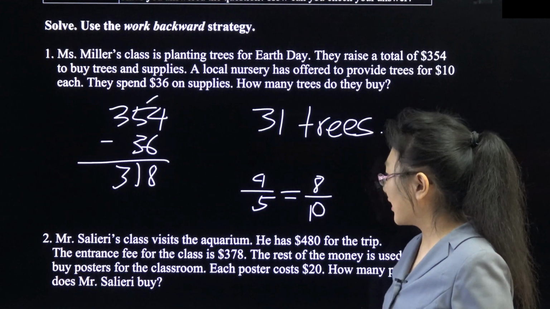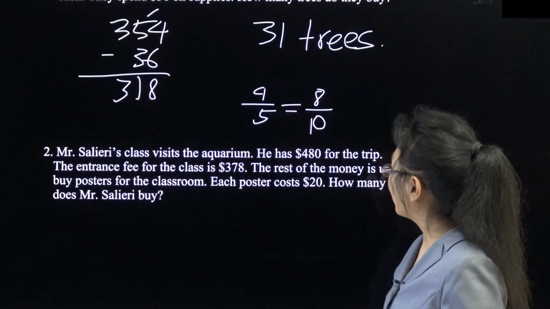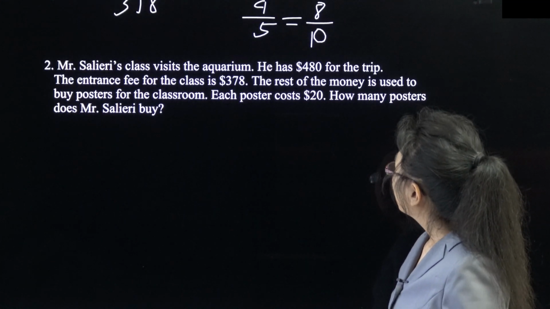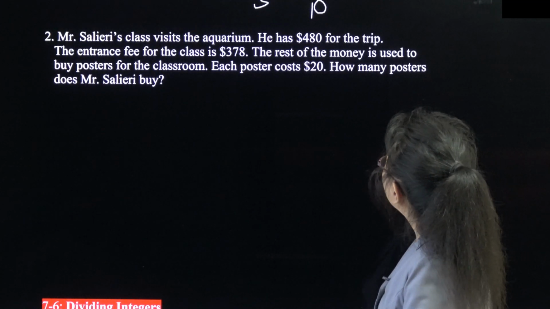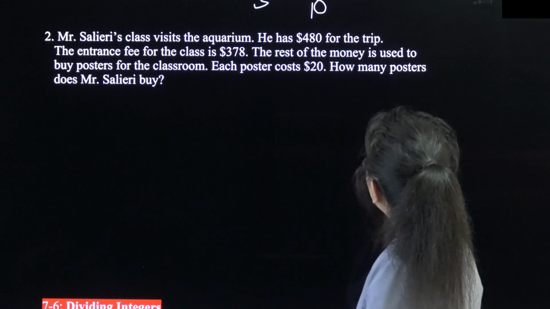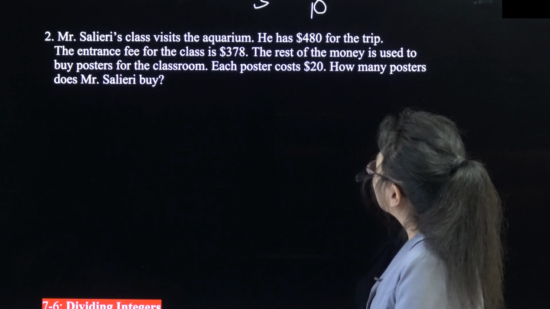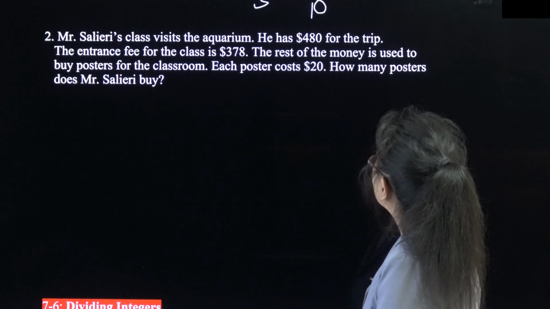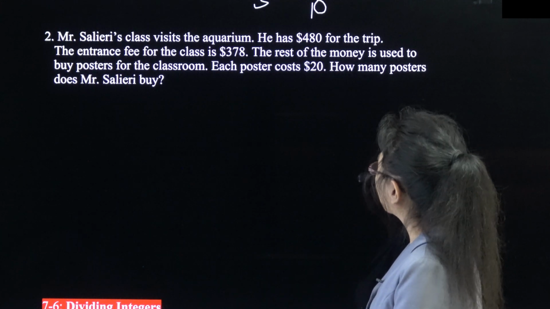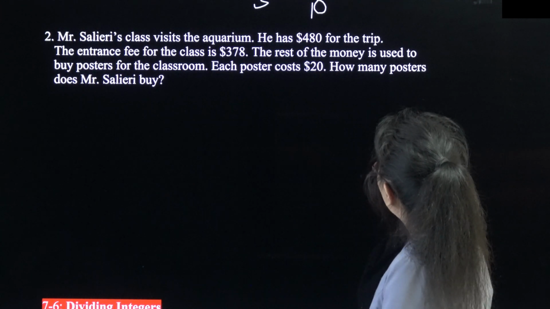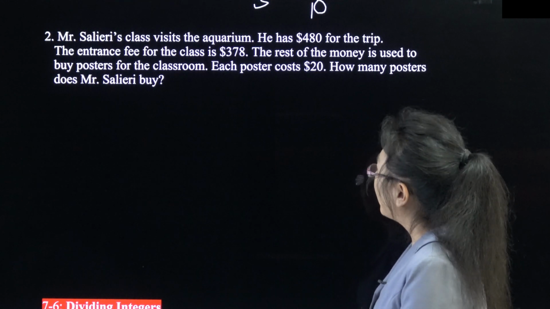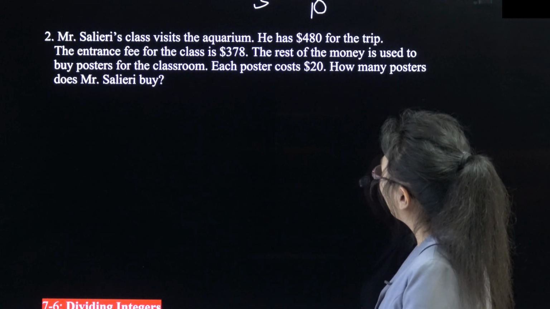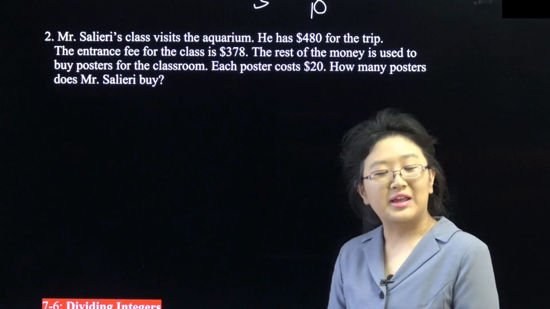Mr. Salieri's class, Salieri reminds me of the classical composer, visits the aquarium. He has $480 for the trip. The entrance fee for the class is $378. The rest of the money is used to buy posters for the classroom. Each poster costs $20. How many posters does Mr. Salieri buy?